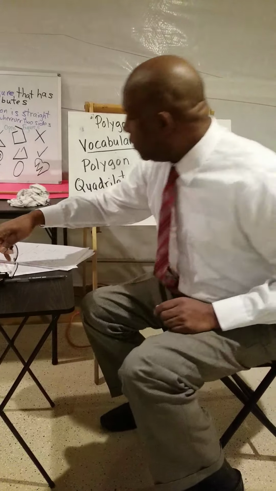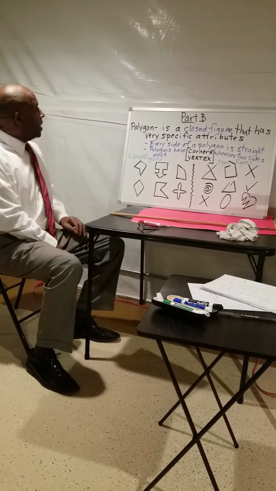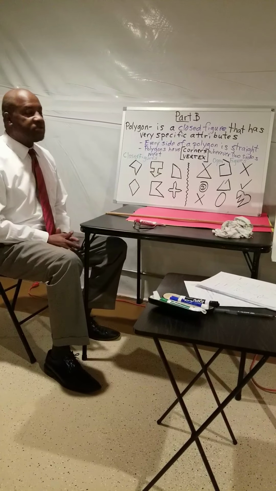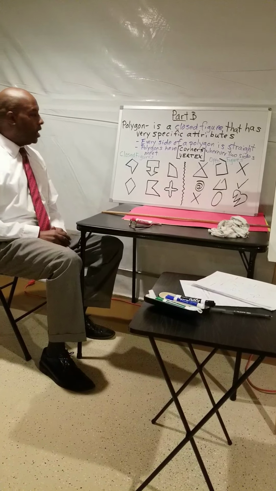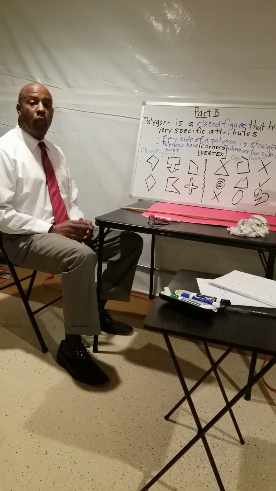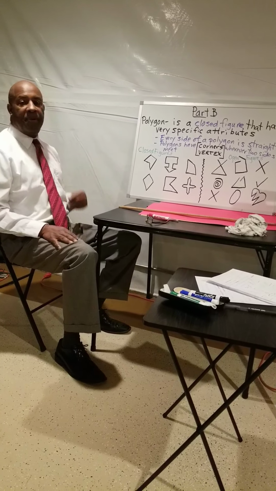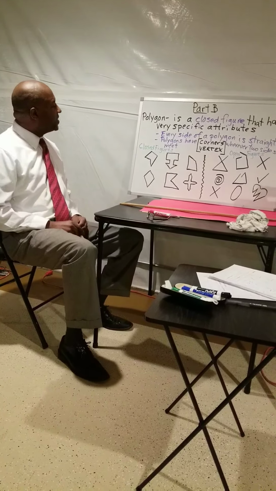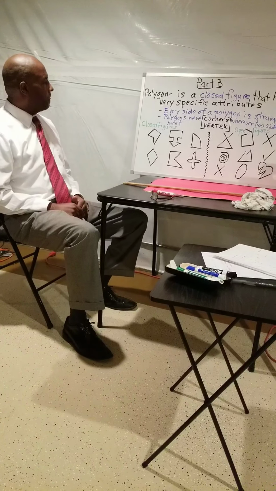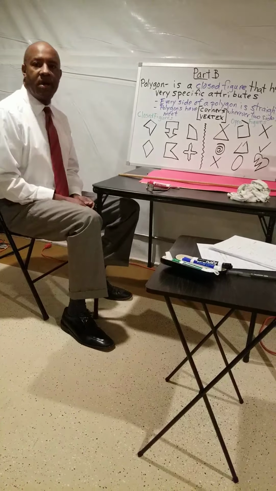So to continue with our vocabulary, once again, this is part B. We're going to first talk about what is a polygon, okay? Because everything is predicated, everything is built along what a polygon is all about. So a polygon is a closed figure that has very specific attributes.